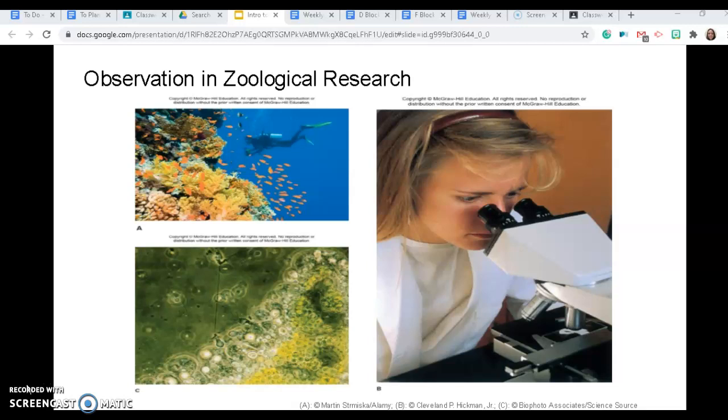So, I'd like to begin by saying that in zoology, there is a lot of observational research. If you are a field zoologist, you will go out there and you'll document and record your observations of lots of different animal species. Observation is important in a lot of biology fields, but definitely in zoology.